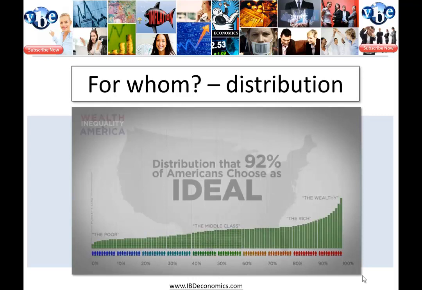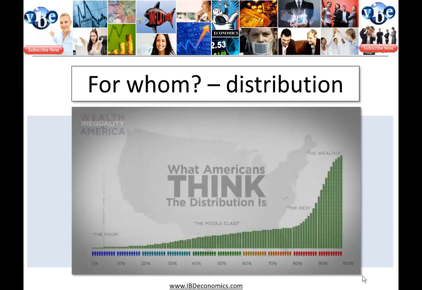And yes, Republicans and Democrats alike chose this curve. 9 out of 10 people, 92%, said this was a nice, ideal distribution of America's wealth. But let's move on. This is what people think America's wealth distribution actually looks like. Not as equitable, clearly, but for me, even this still looks pretty great.